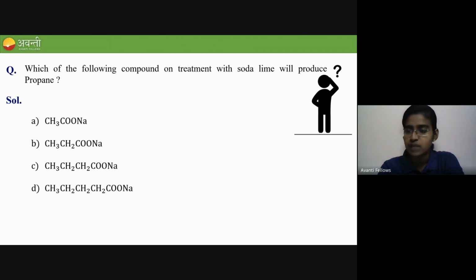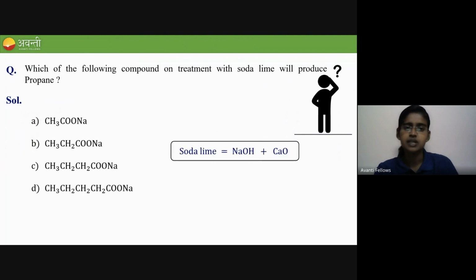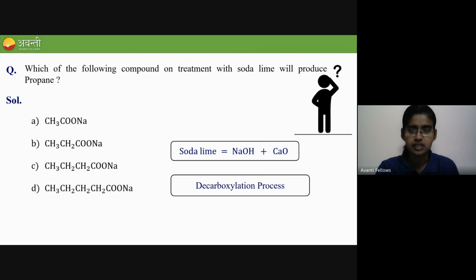What is soda lime, students? It is the mixture of sodium hydroxide and calcium oxide, right? So this is the soda lime mixture. And the name of this reaction is also decarboxylation, right? Now you have to find out the compound that produces propane. I'll give you 15 to 30 seconds to solve this question. One of you has to give me the answer.